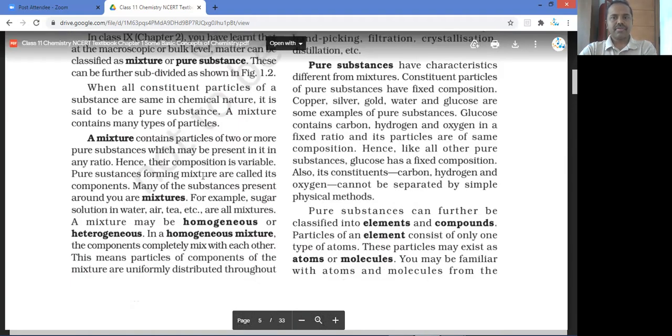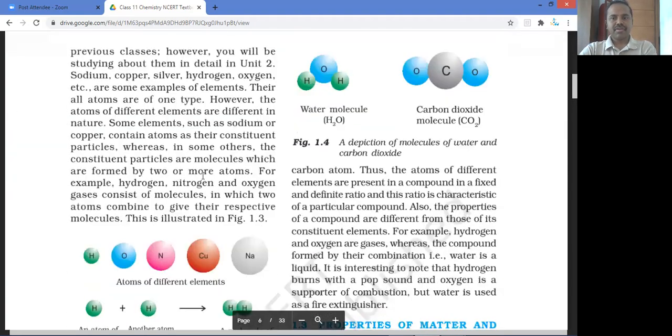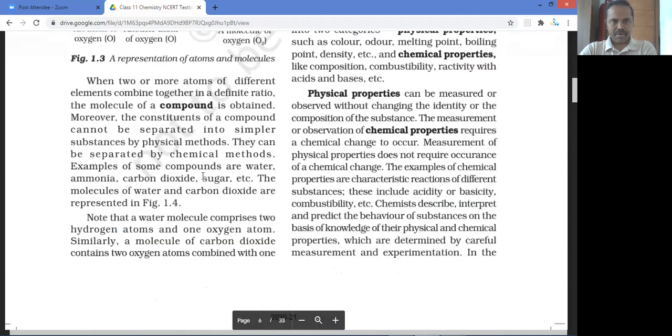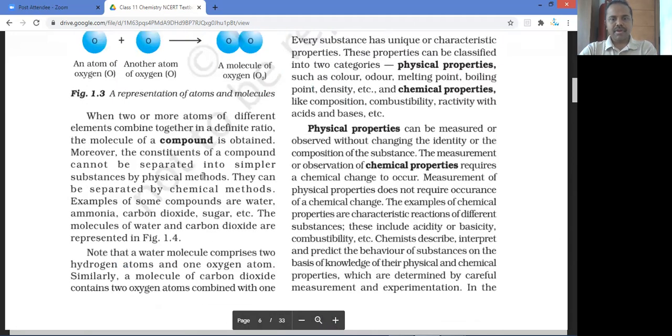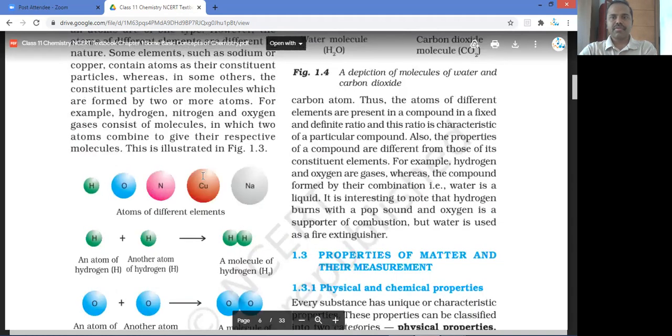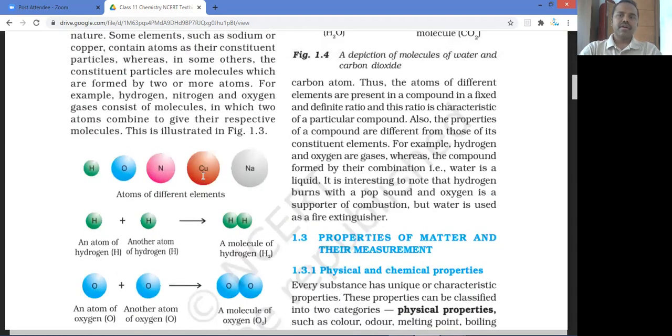So we just saw the classification of matter. Now we'll touch upon carbon dioxide. A molecule of carbon dioxide contains two oxygen atoms combined with one carbon atom. Thus, atoms of different elements are present in a compound in a fixed and definite ratio, and this ratio is characteristic of a particular compound. So in a compound, the ratio is the key, the characteristic. That's a definite ratio.